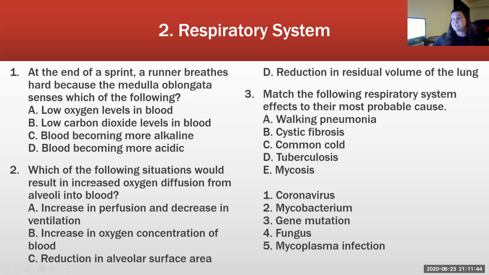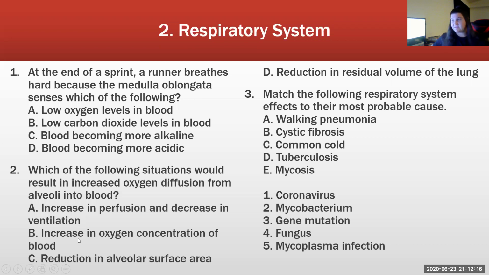Which of the following situations would result in increased oxygen diffusion from alveoli into the blood? Increase in perfusion and decrease in ventilation, increase in oxygen concentration of blood, reduction in alveolar surface area, or reduction in residual volume of the lung. Well, increasing the blood flow must be accompanied by increasing movement of air to provide optimal gas exchange. So increase in perfusion, decrease in ventilation is not correct.